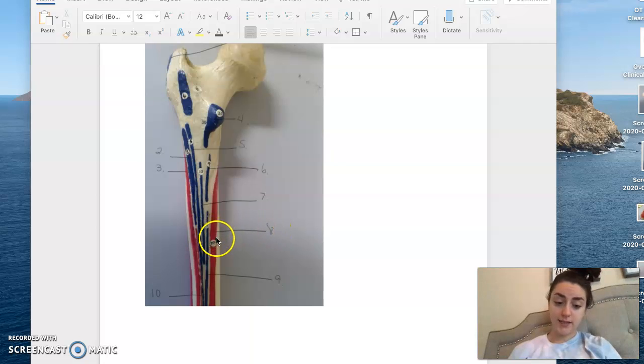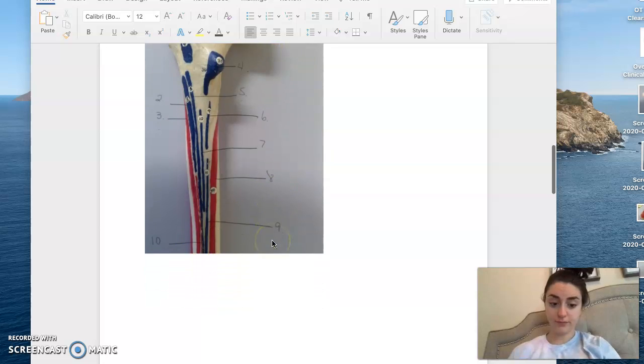Number 8 is the origin of the vastus medialis. Number 9 is the insertion of the adductor longus, and number 10 is the insertion of the biceps femoris short head.